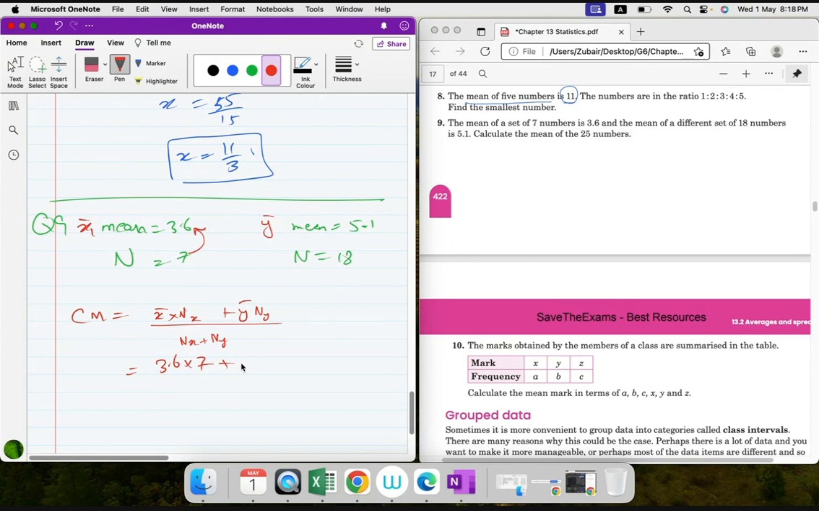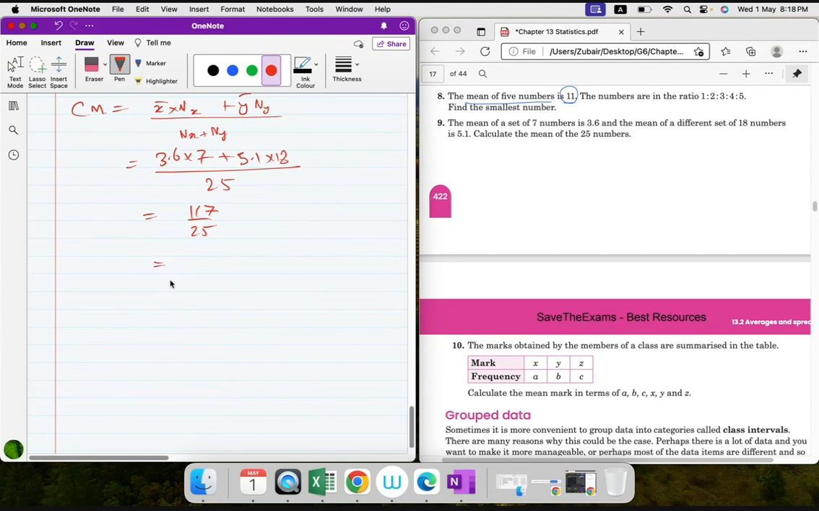3.6 into 7 plus 5.1 into 18. So that's a grand total divided by the total number of people. So 3.6 into 7 plus 5.1 into 18 divided by 25. I get 117 by 25. That is 4.68.